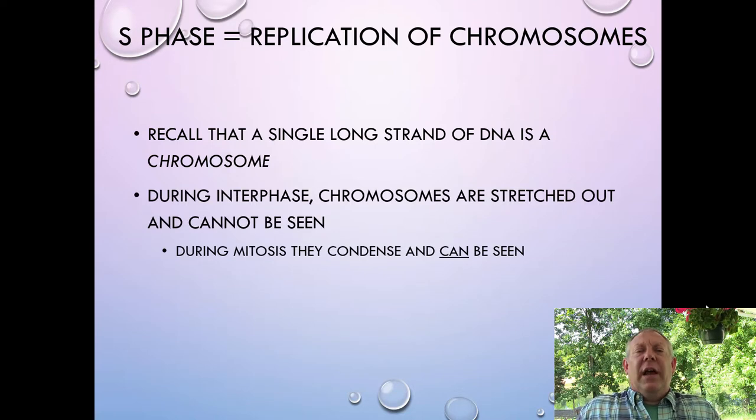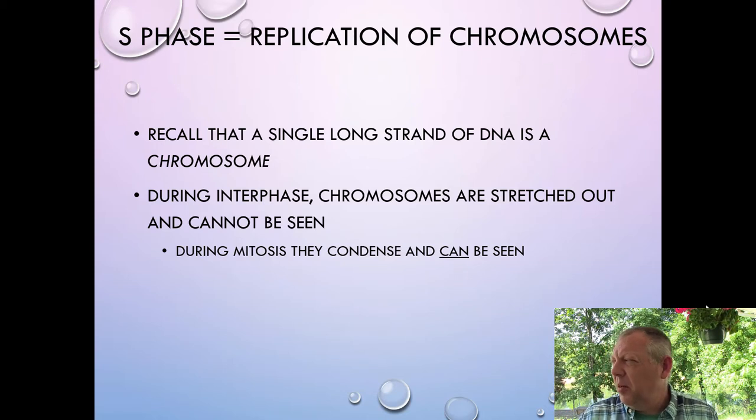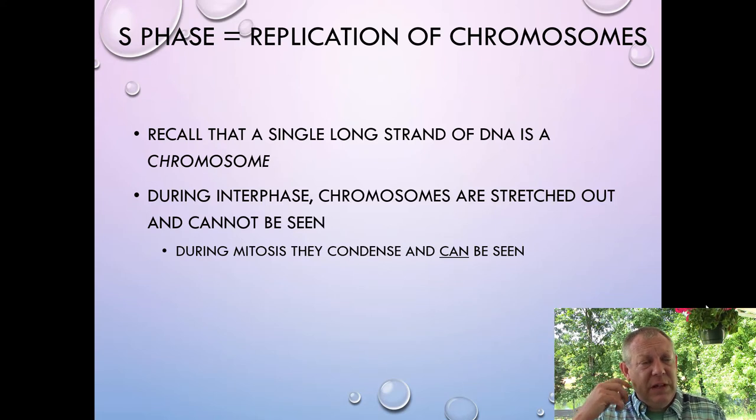And so during interphase, these chromosomes are stretched out and they can't be seen with a microscope. During mitosis, they condense to where they can be seen. So in each of your cells, you have something like 3 meters worth of DNA. And you've got trillions of cells. Every cell has all your DNA, and it's 3 meters long, which is almost 9 feet.